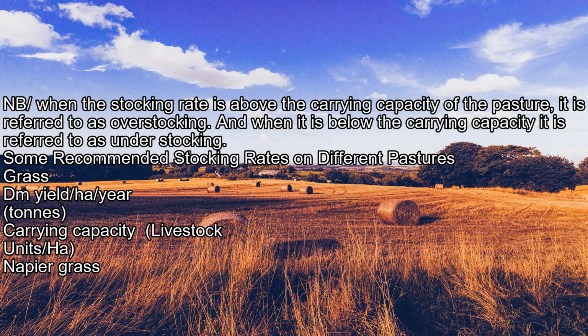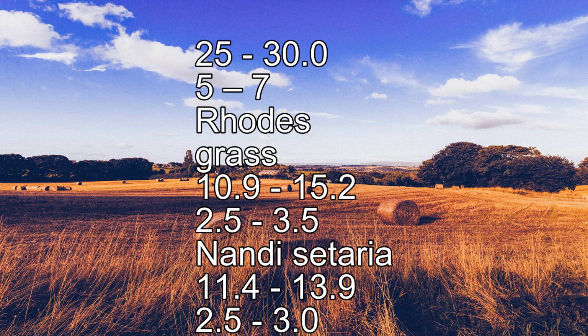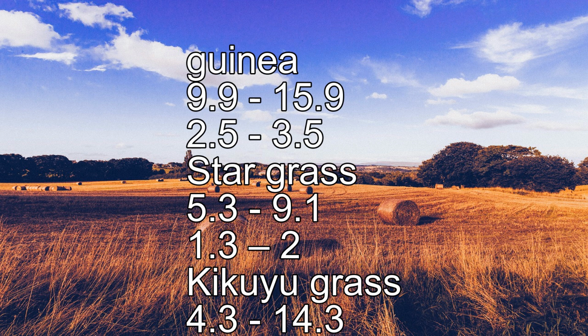Grass, DM yield per hectare per year in tons, carrying capacity in livestock units per hectare. Napier grass, 25 to 30 tons, 5 to 7. Rhodes grass, 10.9 to 15.2, 2.5 to 3.5. Nandi setaria, 11.4 to 13.9, 2.5 to 3.0. Makarikari Guinea, 9.9 to 15.9, 2.5 to 3.5. Star grass, 5.3 to 9.1, 1 to 3. Kikuyu grass, 4.3 to 14.3, 1.0 to 3.0.